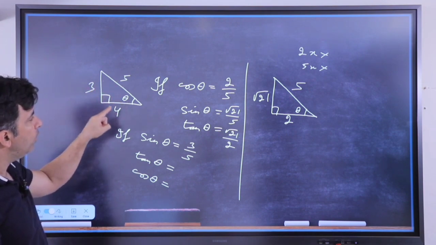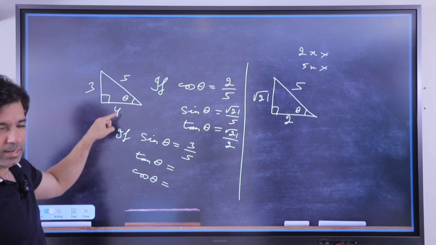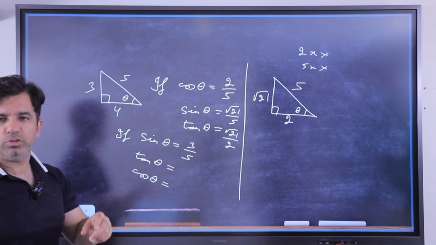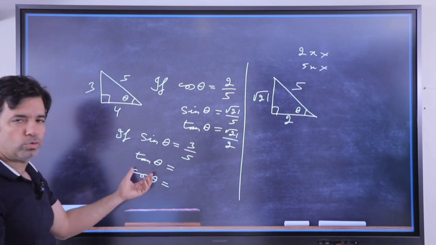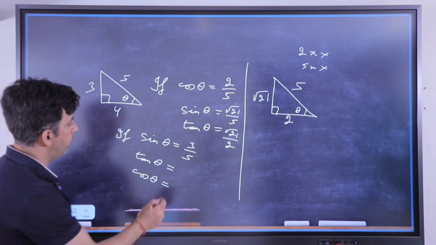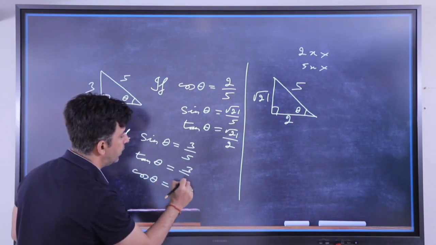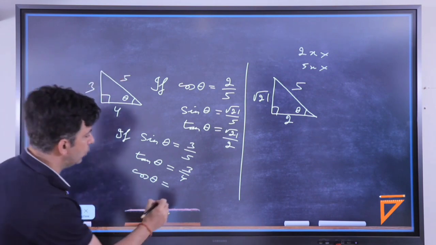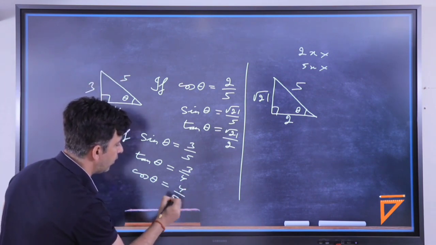The moment we found the missing side using this understanding, all these trigonometric ratios just fall into our plate. We are able to solve this very easily now. So tan theta would be perpendicular upon base, which in this case would be 3 upon 4, and cos theta would be base upon hypotenuse, which is 4 upon 5.